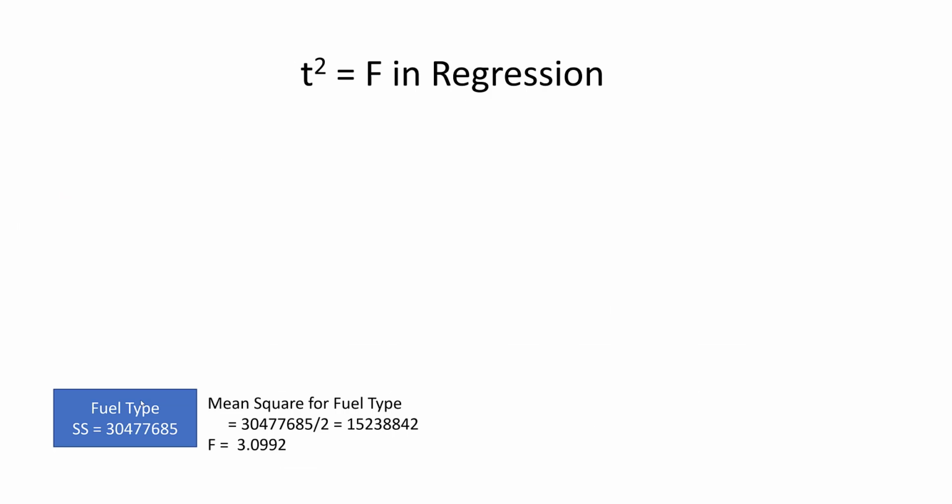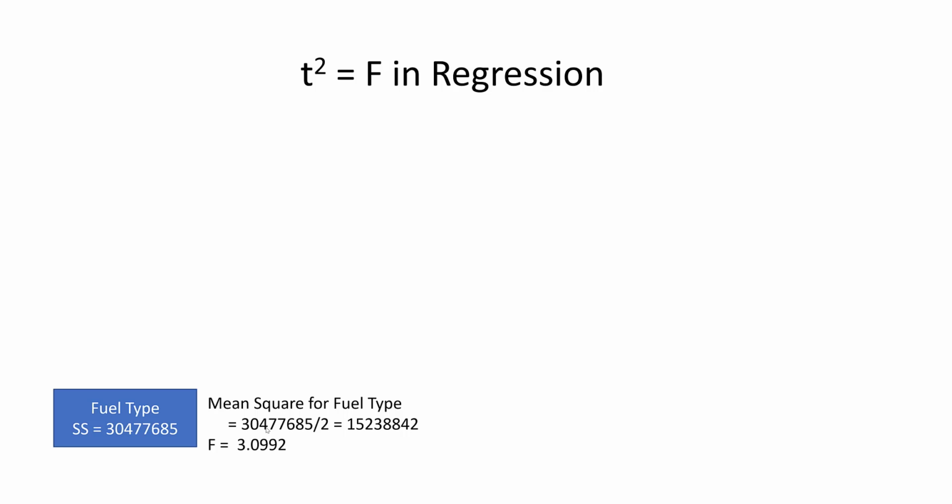Now if you bring in fuel type first, then you see the sum of squares is this. There are two dummy variables associated with fuel type, so you have to divide this by 2 and you get the mean square, and then your mean square divided by the MSE. Again, there is a problem with that MSE too, because we need to use the MSE of the full model, not the MSE when just one variable is in the model. So when you divide that, you get your F.